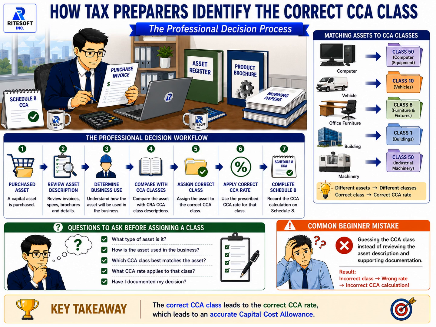The key lesson from this slide is simple. Professional tax preparers identify the correct CCA class by carefully reviewing the asset's description, understanding how it will be used in the business, comparing it with the appropriate CCA class descriptions, and documenting their decision before applying the prescribed CCA rate on Schedule A. By following this structured decision-making process every time, you'll prepare more accurate capital cost allowance calculations and avoid one of the most common sources of error in corporate tax preparation.